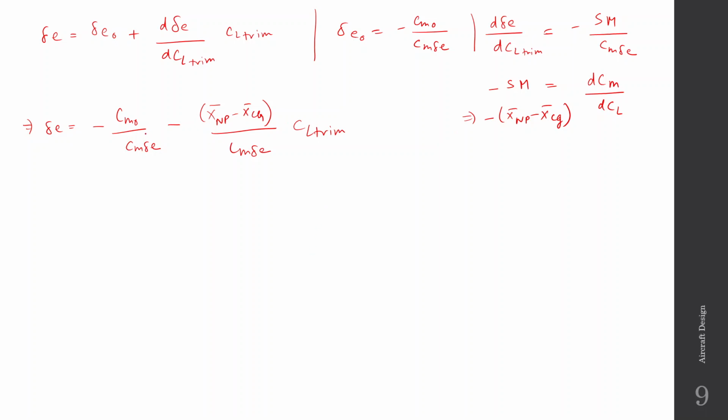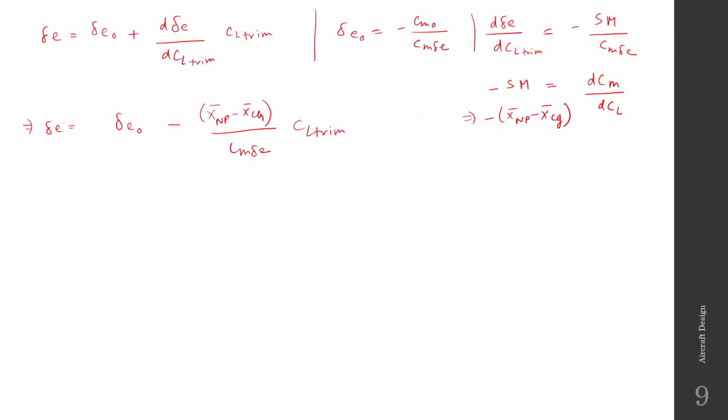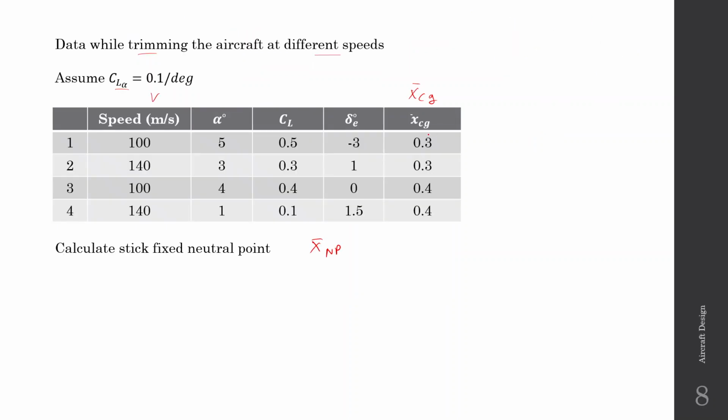One more thing, we can actually write this as delta E naught only. We don't have to substitute. So we'll get this formula. So we have to substitute the values and find out the position of x bar NP. So what we'll do is first take two cases. So let us take the first two cases.